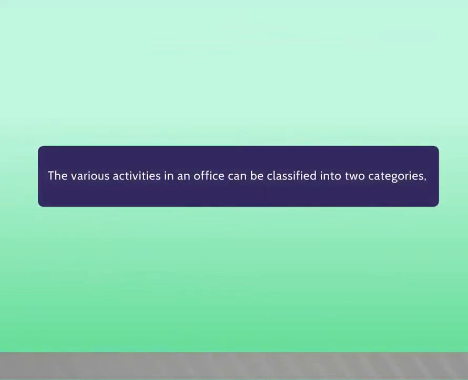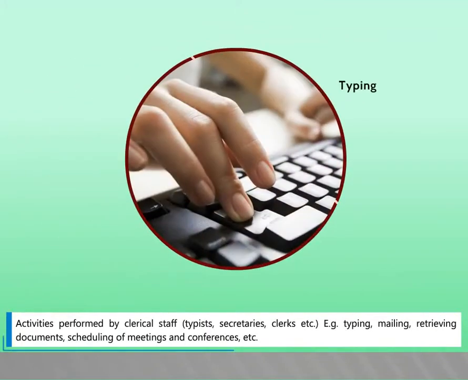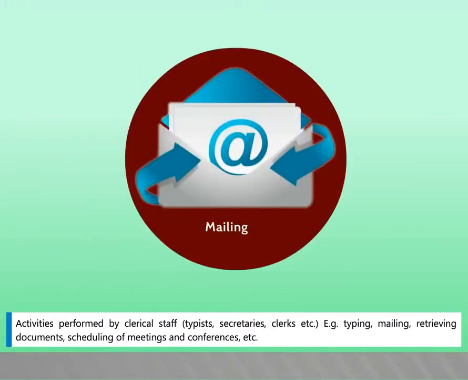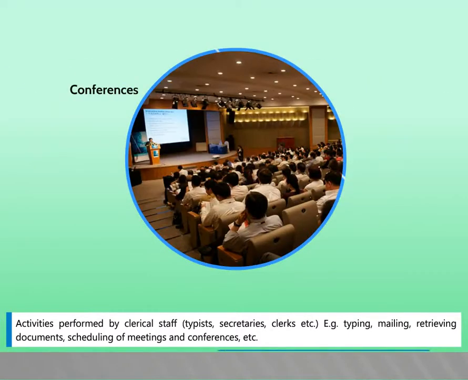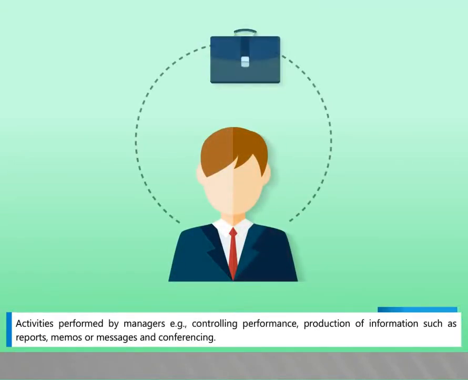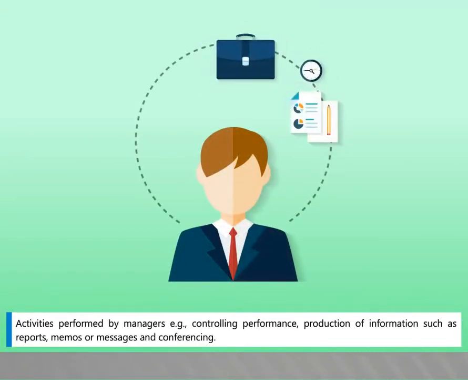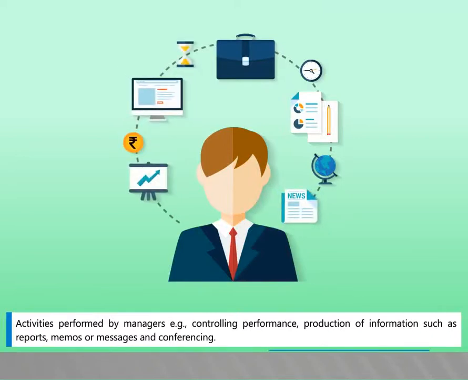The various activities in an office can be classified into two categories. Activities performed by clerical staff, that is typists, secretaries, clerks, etc. For example, typing, mailing, retrieving documents, scheduling of meetings and conferences, etc. Activities performed by managers, for example, controlling performance, production of information such as reports, memos, and messages, and conferencing.